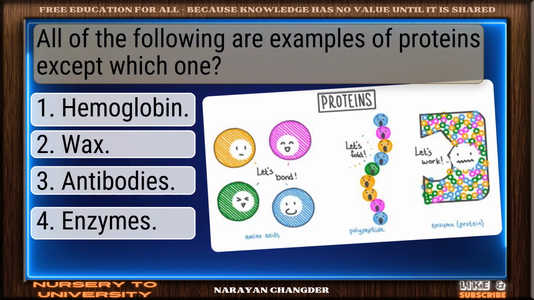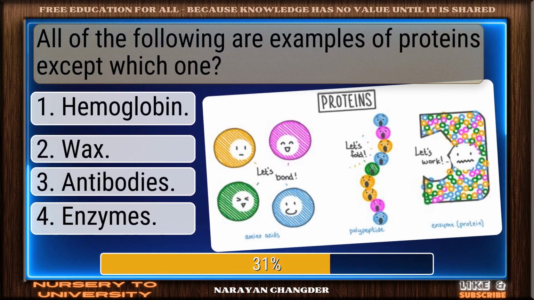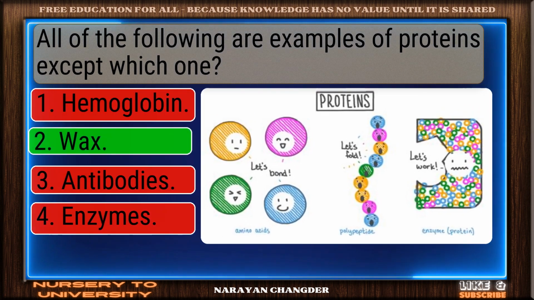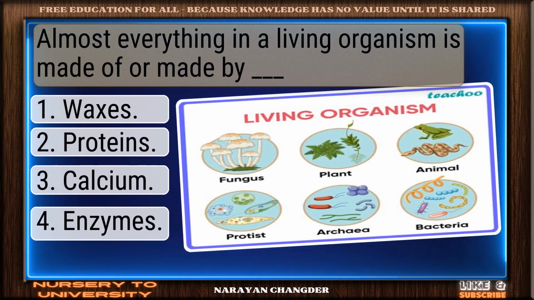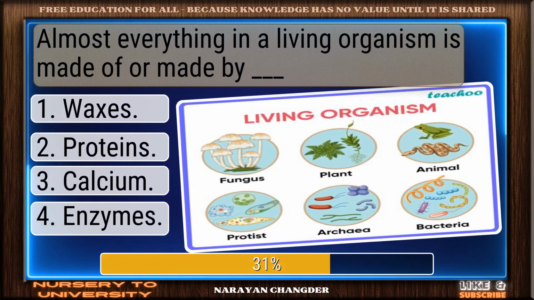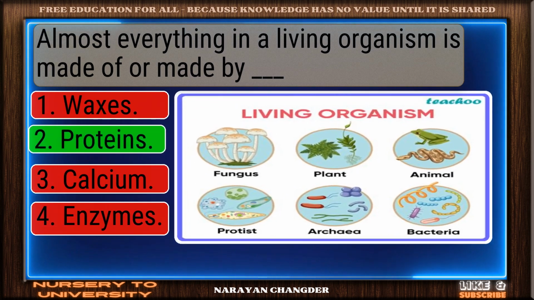All of the following are examples of proteins, except which one? Perfect. Wax is the one. Almost everything in a living organism is made of or made by dash. You got it. Proteins fits.